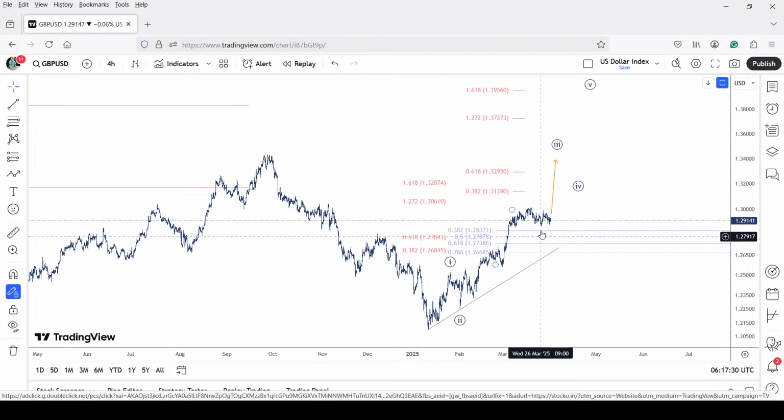And again, lower degree waves 1s and 2s are being carved out. If that's what we have identified correctly, then the next move should be a very sharp rally all the way towards 3200, terminating minute wave 3.